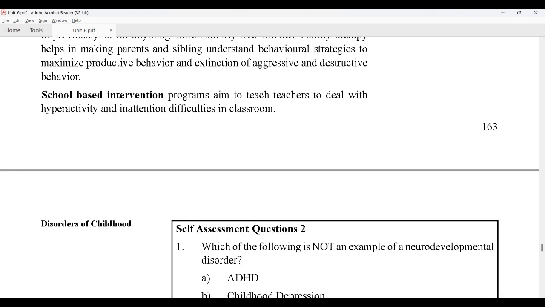Family therapy helps in making parents and siblings understand behavioral strategies to maximize productive behavior and extinction of aggressive and destructive behavior. School-based intervention programs aim to teach teachers to deal with hyperactivity and inattention difficulties in the classroom.